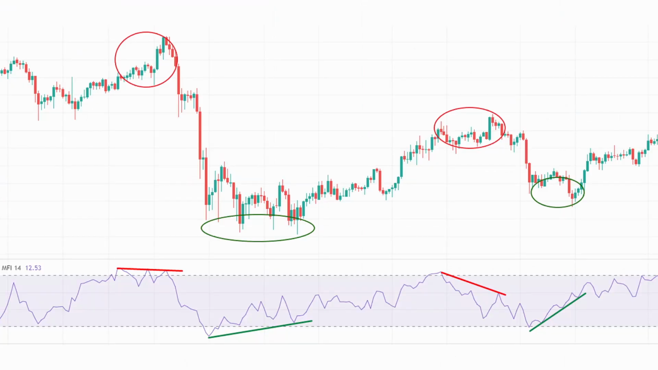Imagine you're analyzing a stock that has been in a steady uptrend. If the money flow index continues to rise along with the price, it confirms the strength of the uptrend. However, if the price makes a new high but the indicator fails to make a new high, it may signal a potential trend reversal, suggesting you might want to prepare for a possible decline.